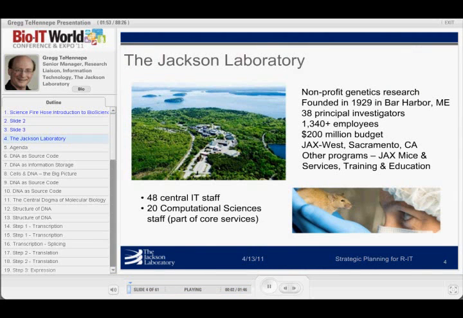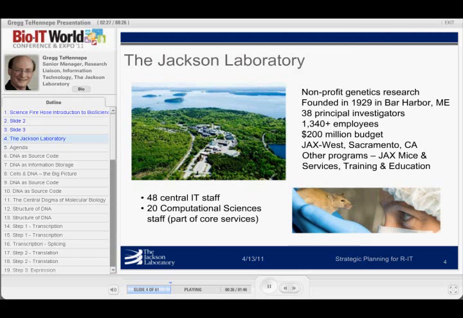The lab is in a beautiful location up on Mount Desert Island off the coast of Maine. We're always recruiting, so if you want to come somewhere beautiful and get away from the city for a while, it's a gorgeous location right next to Acadia National Park. It's been around for over 75 years. We have about 38 principal investigators, close to 1,350 employees, and roughly a $200 million a year budget. We have one remote site in Sacramento, California, and we've been in the news lately because we're looking at a potential site in Florida.